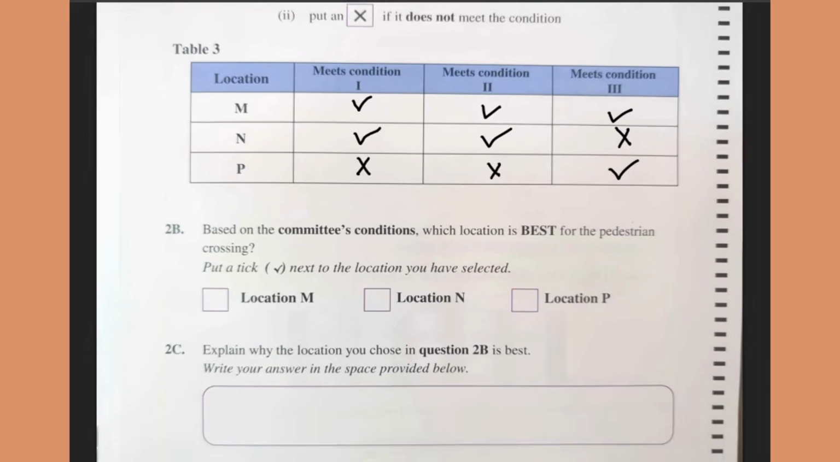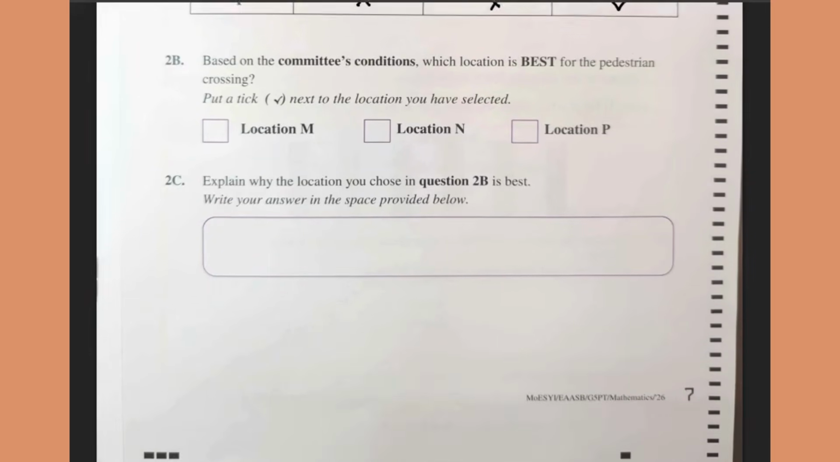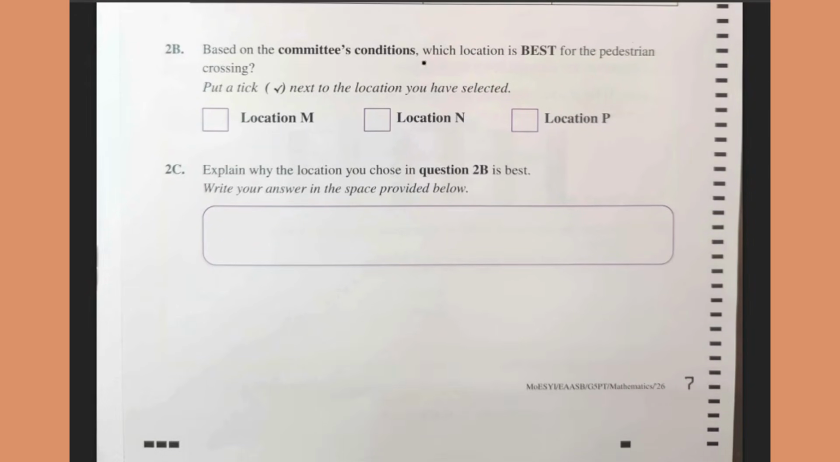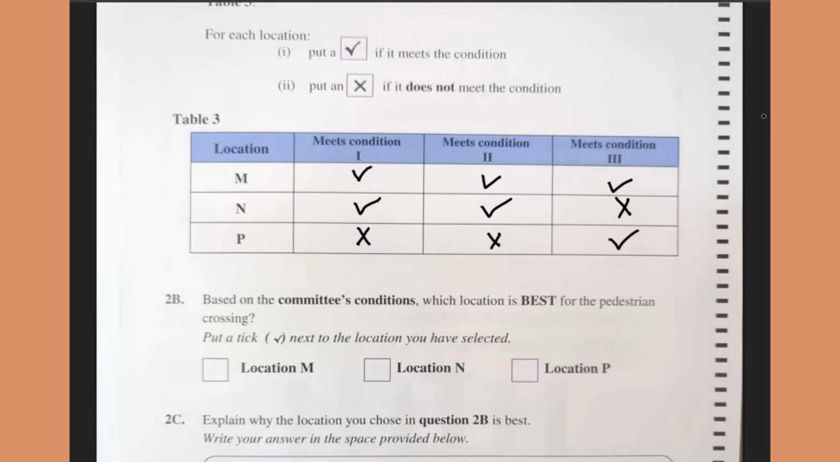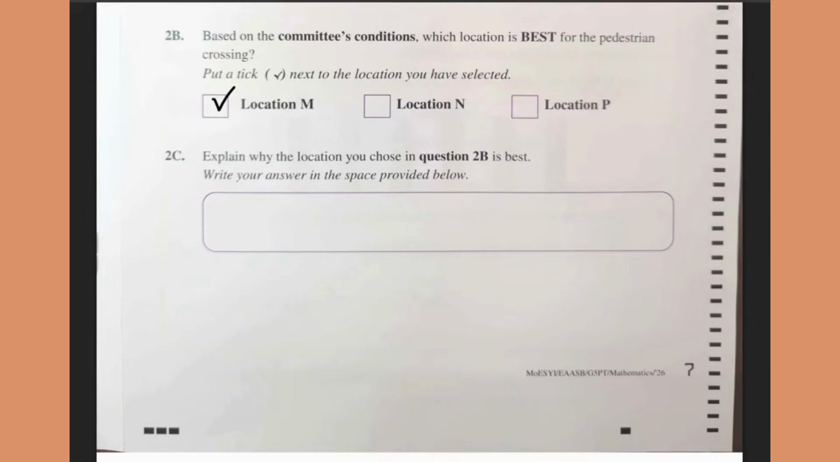Let's just look at 2B. Based on the committee's conditions, which location is best for the pedestrian crossing? Put a tick next to the location you have selected. So we have location M, N, and P. So we're going to be checking for the one that meets all the conditions, and we can clearly see that it is location M. So we're going to tick location M.